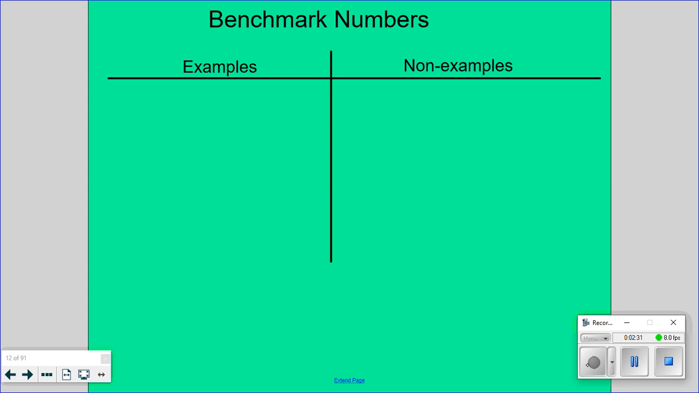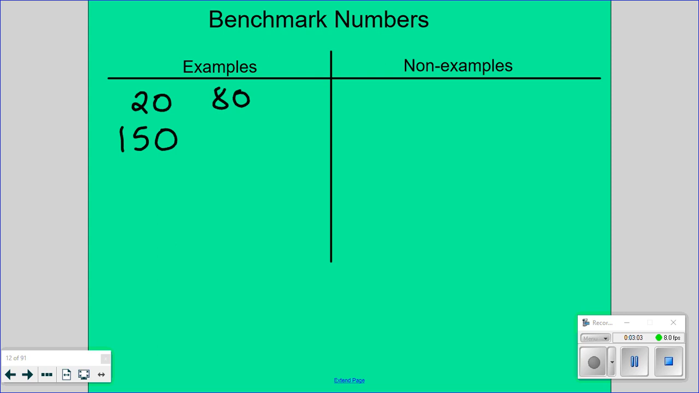So when we're thinking about an example of a benchmark number, for me, any multiple of 10, a skip count of 10, is usually a friendly number. So I'm going to write in numbers like 20 or 80 or 150. All of those are skip counts of 10. I can get there by skip counting by 10.